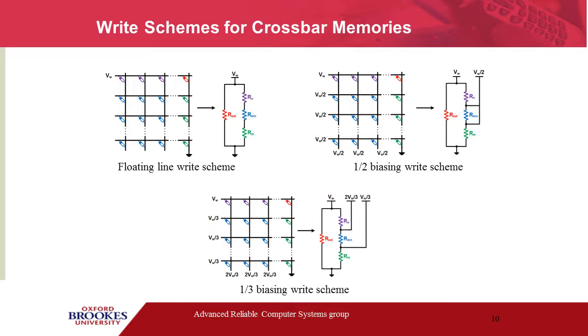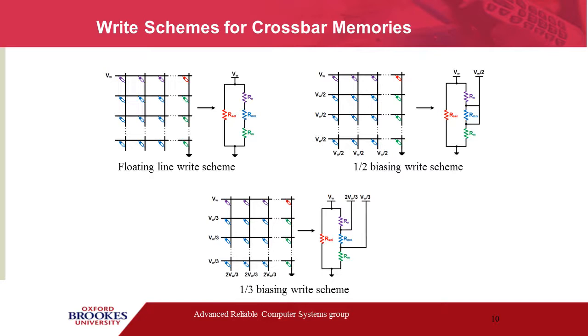So the major structural difference between these schemes is the voltage being applied to the non-selected cells. In the floating scheme, it's left floating, and in the 1/2 scheme, it's biased by half of the write voltage on both the bit line and the word line, while in the 1/3 scheme, it's biased by 1/3 voltage on the word line and biased by 2 multiplied by the write voltage divided by 3 on the bit line. This is to ensure that the voltage across each of these non-selected cells does not exceed V/3.